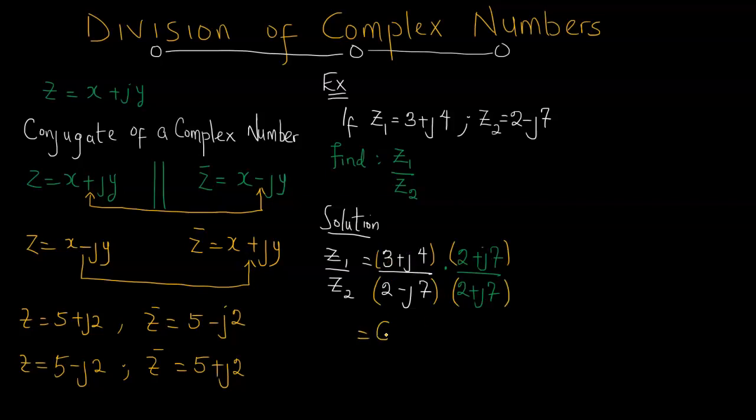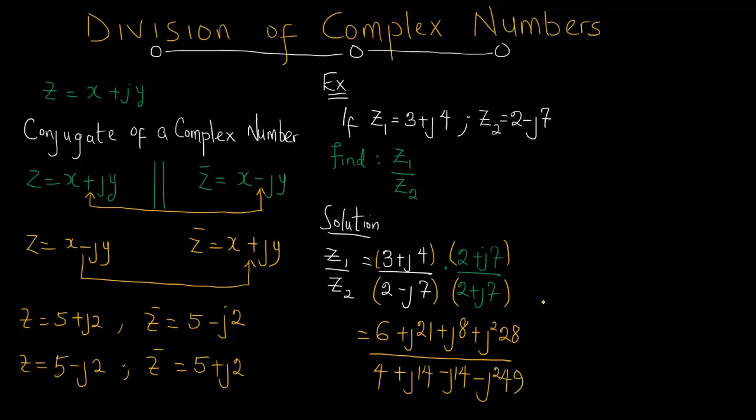3 times 2 is 6. 3 times j7 is plus j21. j4 times 2, that's positive j8. j4 times j7, this is positive j squared, then 28, divided by 2 times 2 is 4. 2 times j7, this is a positive j14. Negative j7 times 2 is negative j14. Negative times positive is negative, j times j, j squared, 7 times 7 is 49.